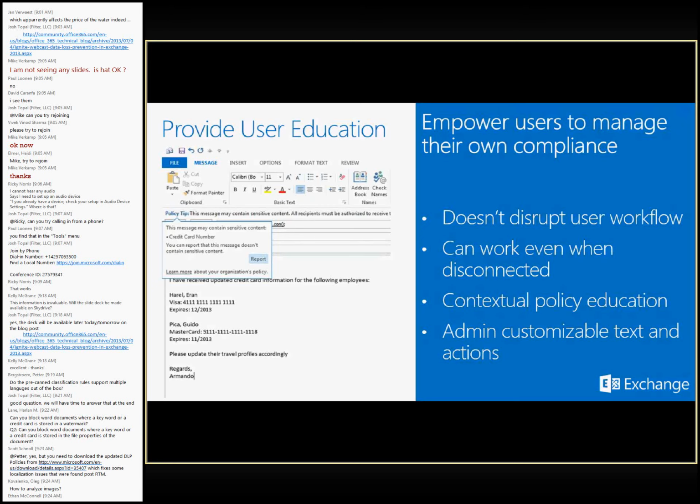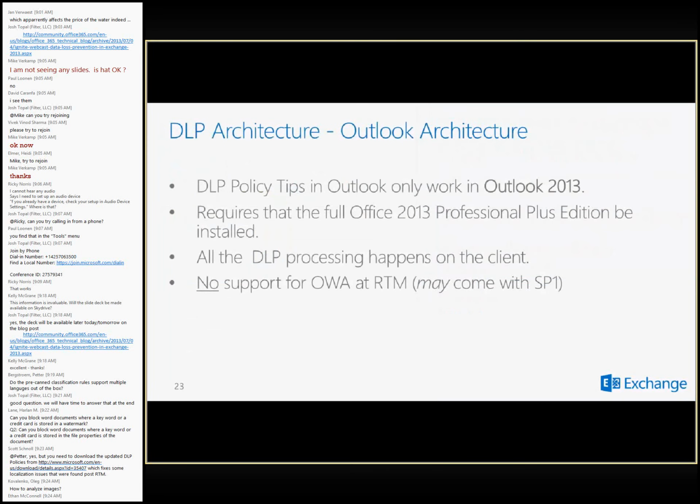And I kept mentioning Outlook, the client. The client where you can see this policy tip is Outlook 2013 only, and you have to be running Office 2013 Professional Plus edition. This is the only edition in which you would get a policy tip within Outlook. The second important thing to keep in mind is policy tips are not available in Outlook Web App. It may come in SP1, but don't hold me to it. It can come earlier, or it can come later. Don't say that I said it's going to come in SP1.